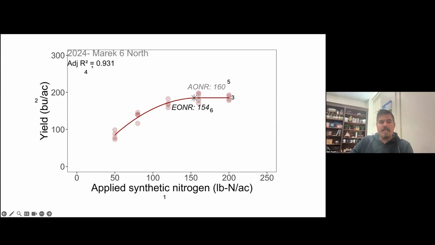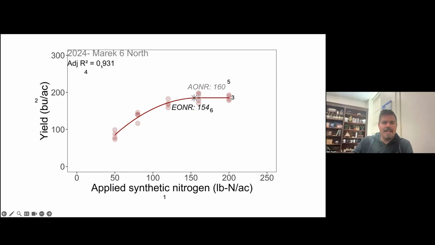Number four over here is the R squared of the response curve. So how good of a fit is the curve relative to the data? This has an R squared of over 0.9. That means it's a really good model.